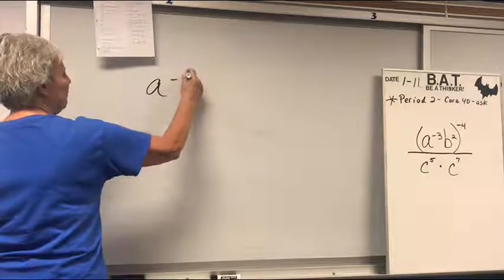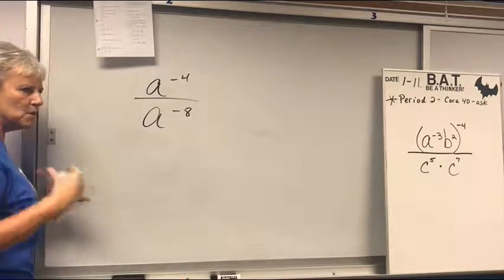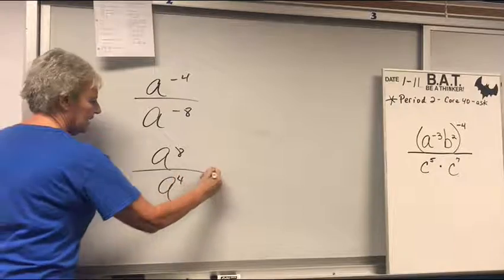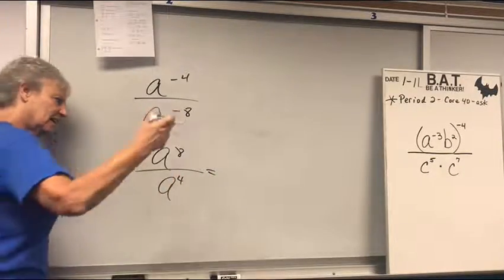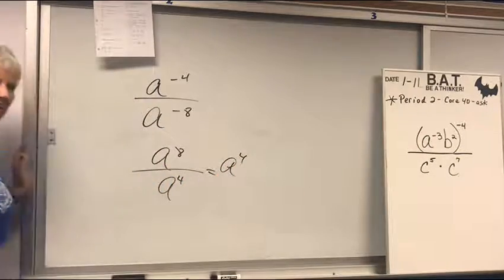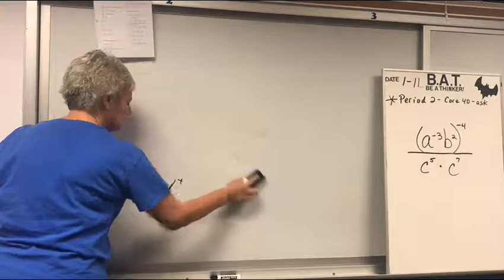A to the negative 4, a to the negative 8. Move it. Move it. Where are the extras? On top. How many extra? 4. That's it.